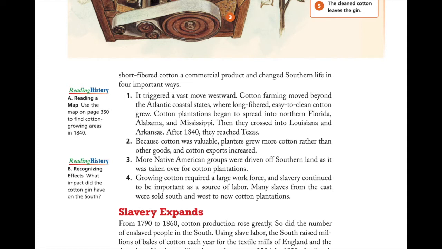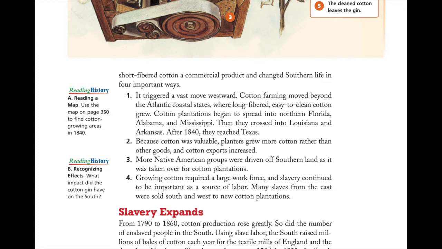1. It triggered a vast move westward. Cotton farming moved beyond the Atlantic coastal states where long-fibered, easy-to-clean cotton grew. Cotton plantations began to spread into northern Florida, Alabama, and Mississippi. Then they crossed into Louisiana and Arkansas. After 1840, they reached Texas.